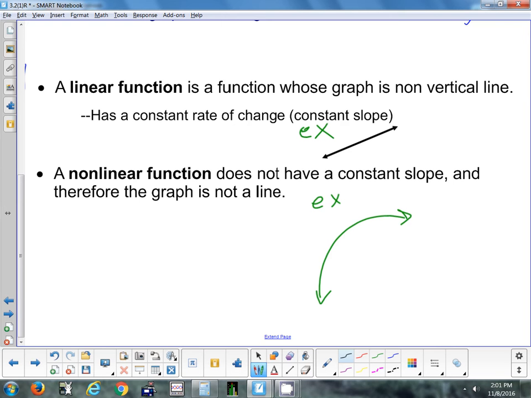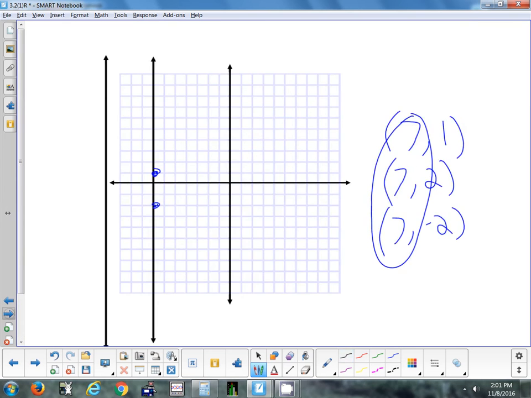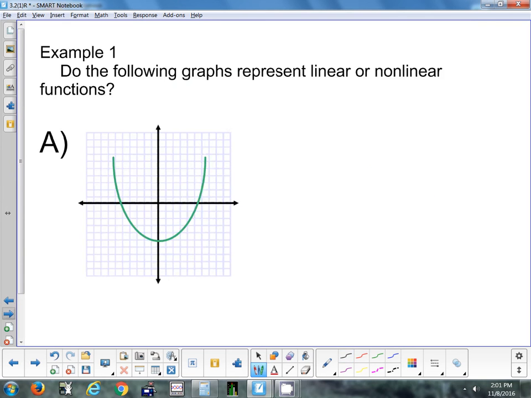All right? Nonlinear, it's going to have a bend to it, it's going to be squiggly, basically anything that's not a straight line. Unless obviously, like we talked about, if it's vertical, then that doesn't work for a linear function. Everybody have this? Yep. Next.